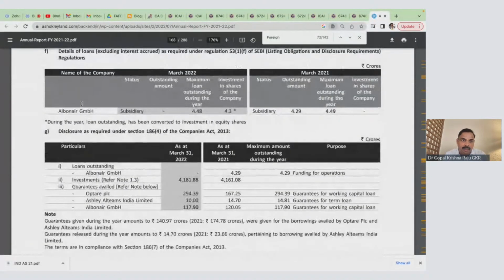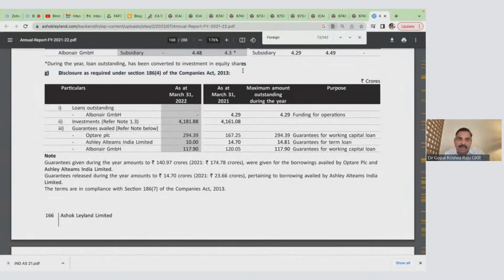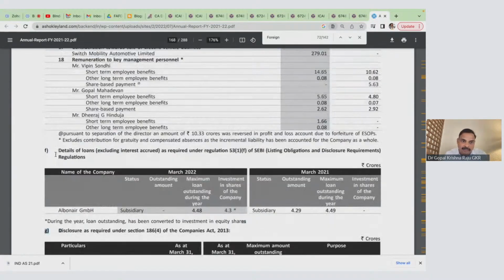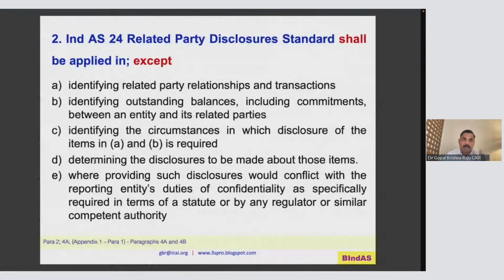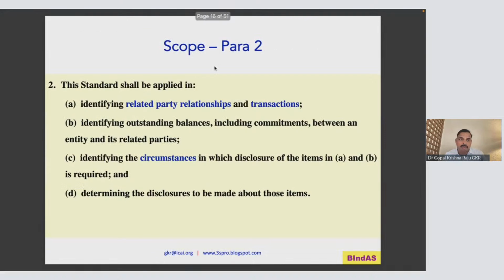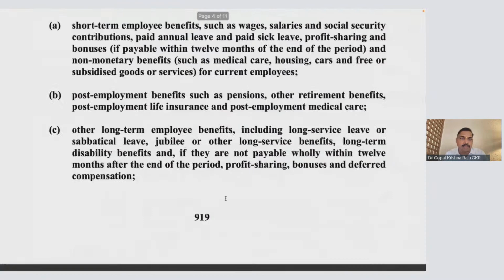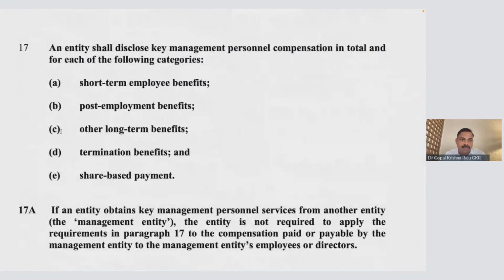Sorry. Where am I? So 3.8 up to this, including disclosure as per 186.4. Okay. Then details of loan, excluding interest. All these I will be discussing one by one. Okay. So now please look at this. IndAS 24 related party disclosure shall be applied except. So I will apply for related party relationships, transactions, outstanding balances, circumstances, and also the disclosures to be made about those items. So what? It is given actually. So where it is given, please look here. So what are all the disclosures you have to give? This is given here. So what are the disclosures you should give? And especially, please look at this.